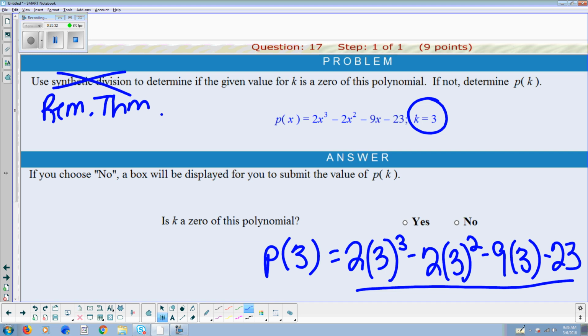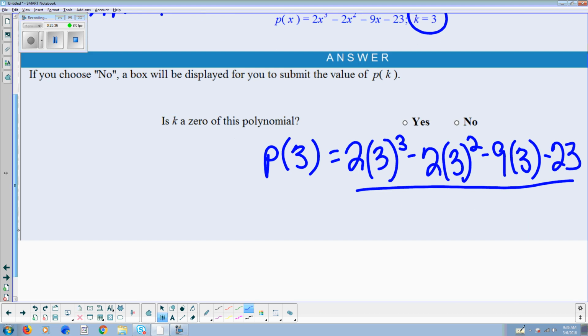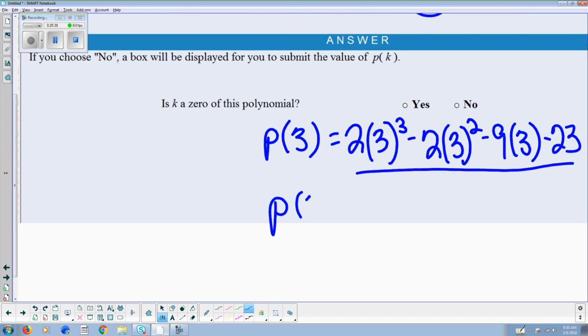Has anybody done it yet? What is it? Negative 14. Did anybody else get negative 14? Anybody?